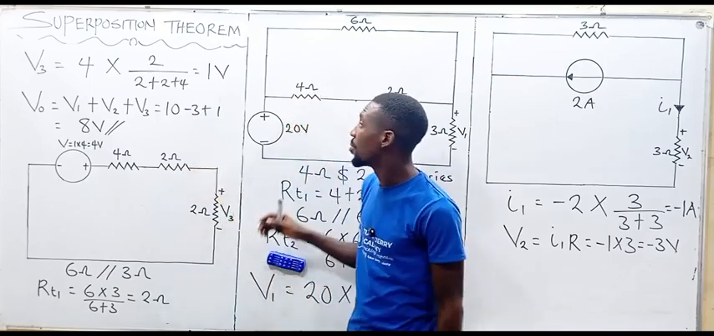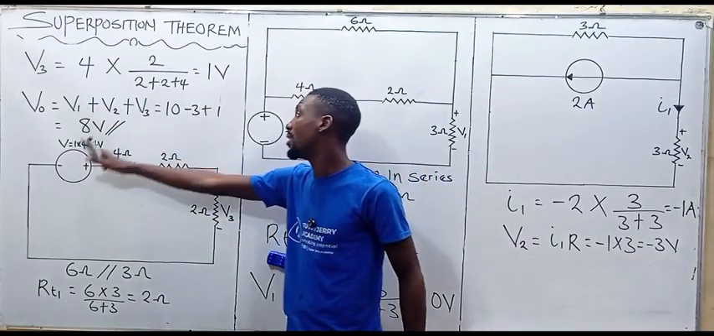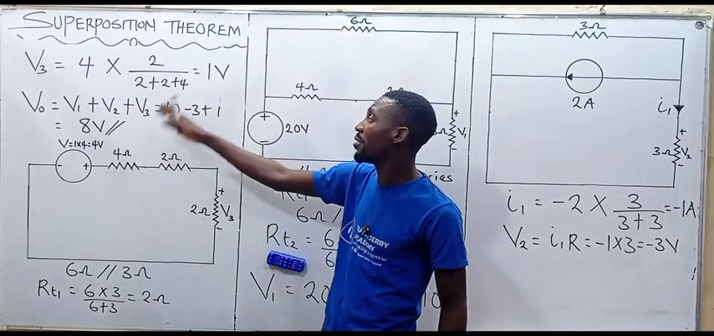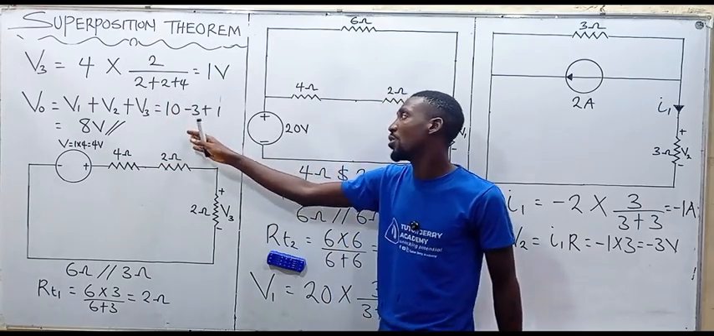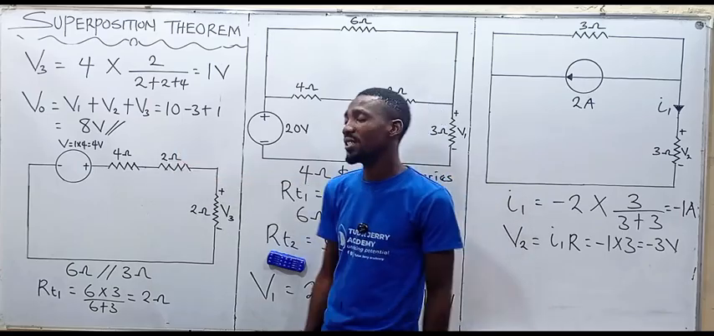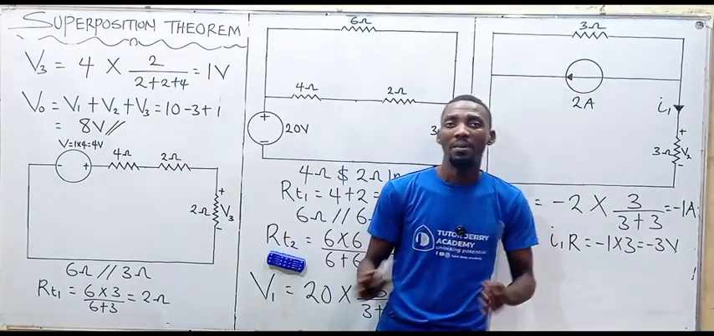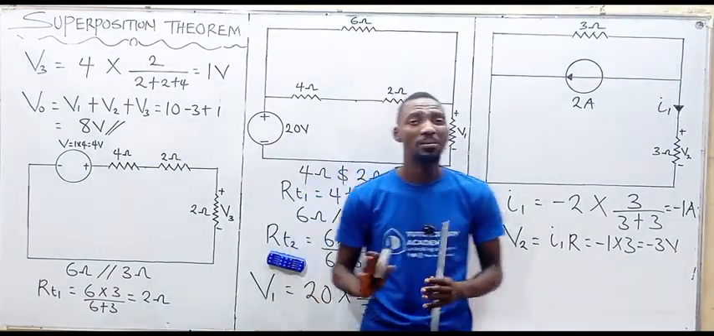You can see that we have gotten our V3, and our V0 is V1 plus V2 plus V3, which is equal to 10 minus 3 plus 1, which is 8 volts. So this is how to go about this question, and I hope this question is well simplified.